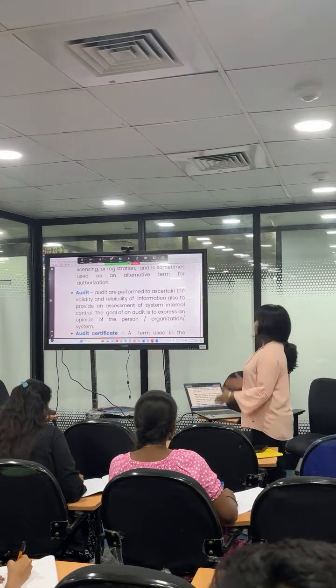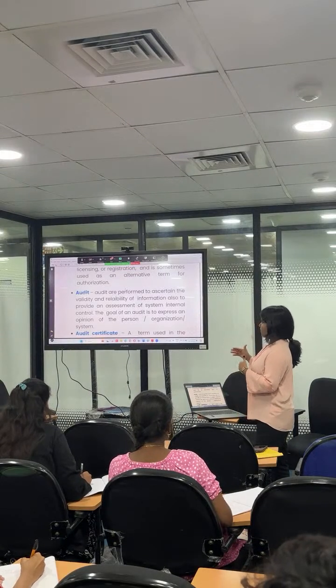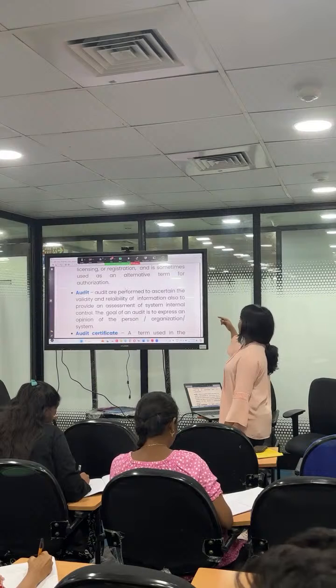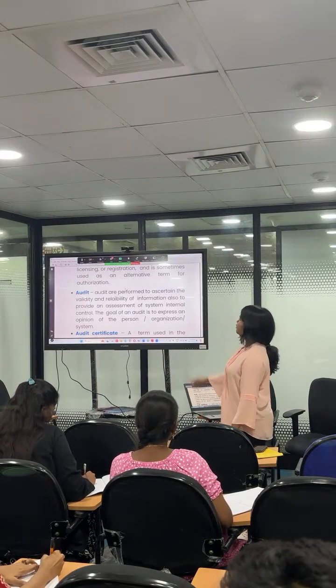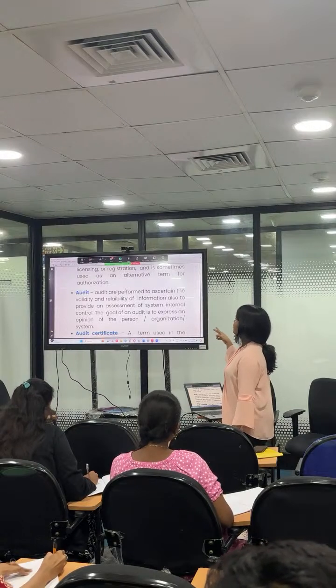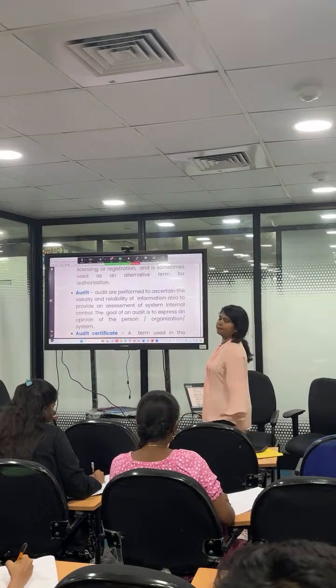Audits are performed to ascertain the validity and reliability of information, and also to provide an assessment of system internal control. The main goal of audit is to express an opinion of the person or organization or system.